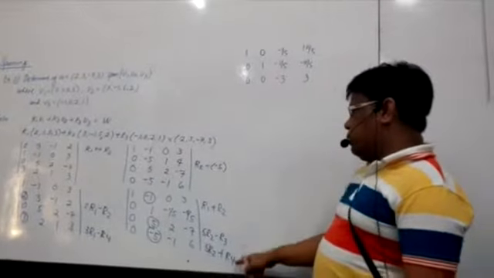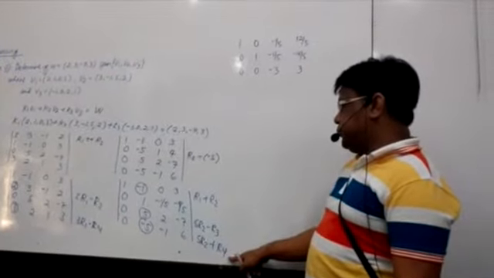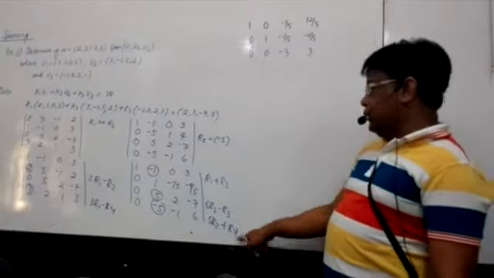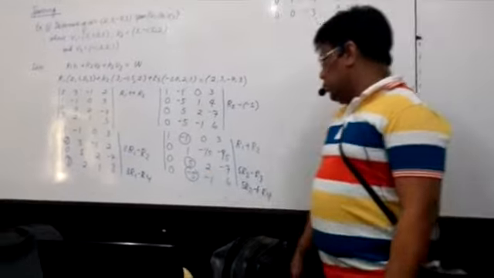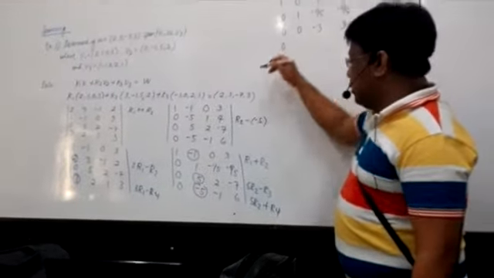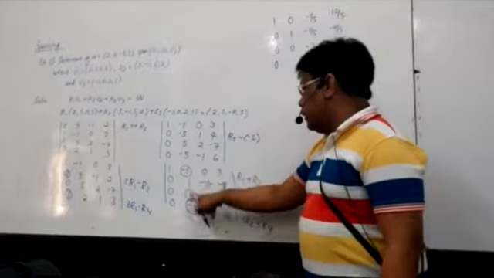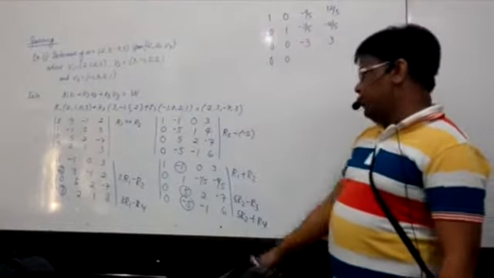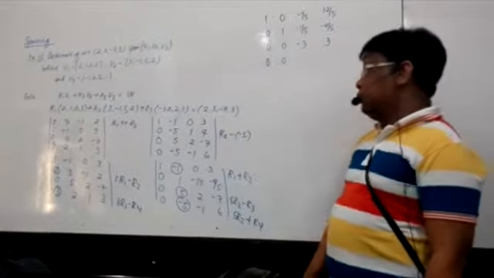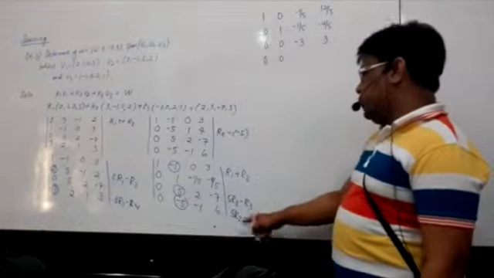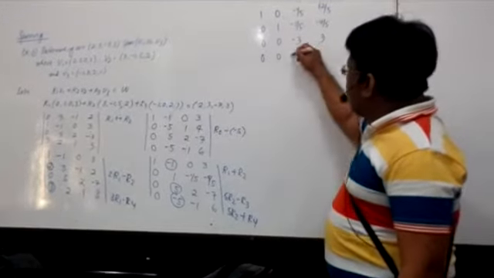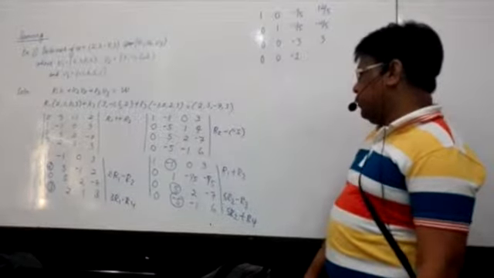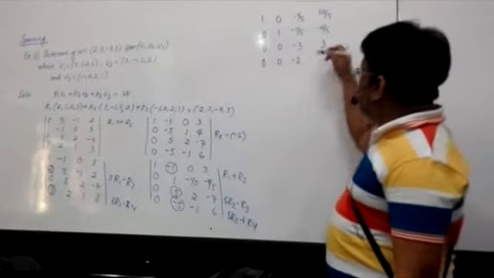Okay? Then what about, class, the last row? So 5R2 plus R4. Okay? So 5 times 0, 0 plus 0, that will give you 0. 5 times 5 plus negative 5, 0. 5 times negative 1 fifth, that is negative 1 plus negative 1, that will give you negative 2. Then 5 times negative 4 fifths is negative 4 plus 6, positive 2. Okay?